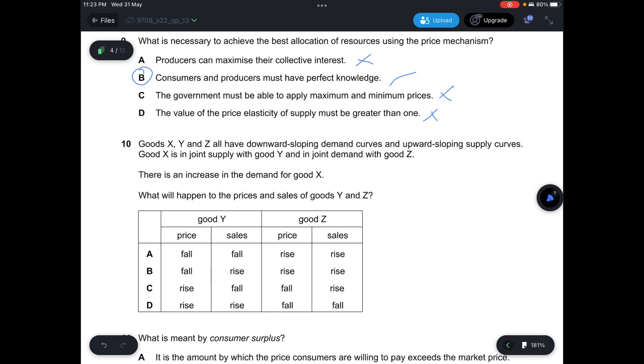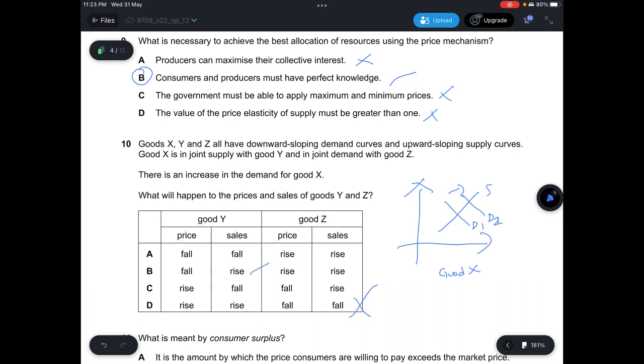When there's an increase in demand for good X, it has to be something like this. So this one will be a supply demand graph again. This one is for good X. And now there's an increase in demand from D1 to D2. Because of this, if they are in joint supply, this means that for good X the demand increases, then for good Y the supply increases, so the price falls, so C and D are wrong. Sales rise, so it has to be B.